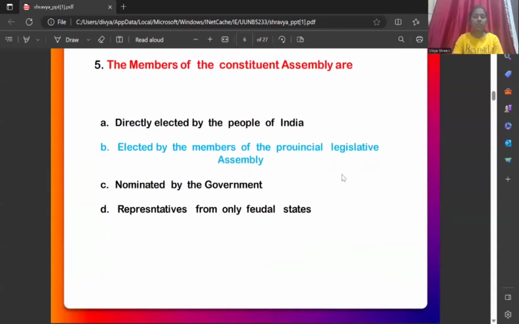And the fifth question is, the members of the Constituent Assembly are, the options are: option A is directly elected by the people of India, option B is elected by the members of the Provincial Legislative Assembly, option C is nominated by the government, and option D is representatives from only federal states. Option B is correct, that is elected by the members of the Provincial Legislative Assembly.